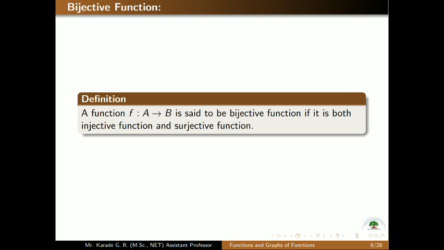Next is bijective function. A function f from set A to set B is said to be bijective function if it is both injective function and surjective function. So a function which is both injective as well as surjective is called a bijective function.